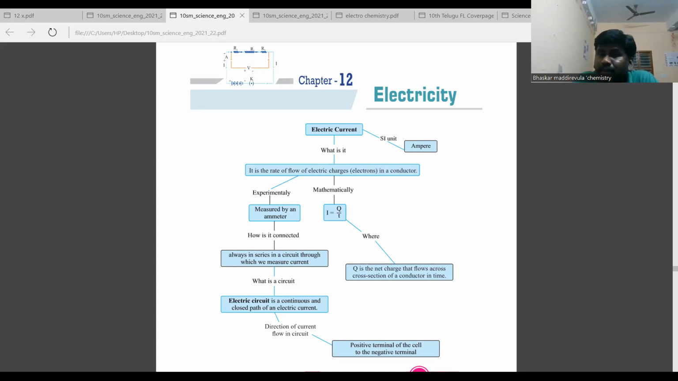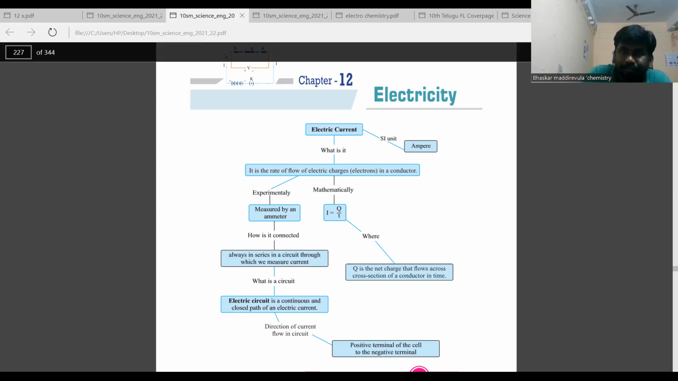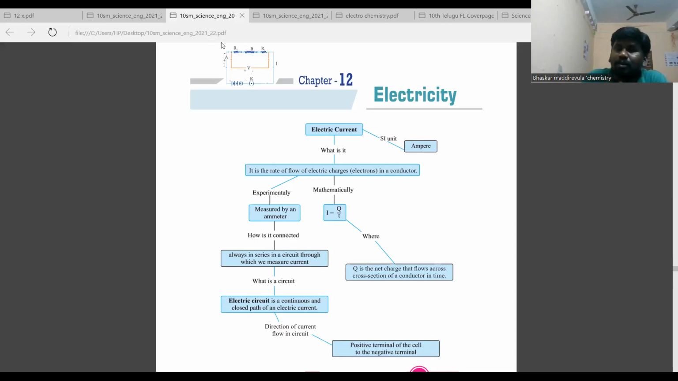So this topic is very important for the term 2 examination of science, under the physics part. Okay, so if you see here, under this topic, first I'll give just an outline map of the total chapter. So under this chapter, we are going to learn about the electric current.